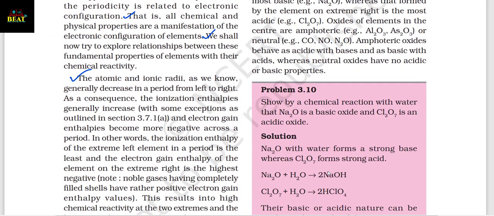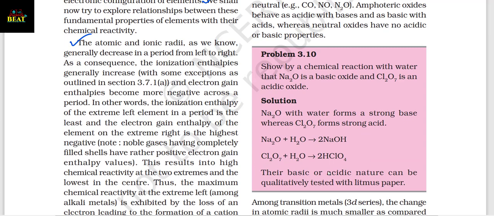The atomic and ionic radii, as we know, generally decrease in a period from left to right. As a consequence, the ionization enthalpies generally increase, with some exceptions as outlined in section 3.7.1a, and electron gain enthalpies become more negative across a period. In other words, the ionization enthalpy of the extreme left element in a period is the least, and the electron gain enthalpy of the element on the extreme right is the highest negative. Note: noble gases having completely filled shells have rather positive electron gain enthalpy values.